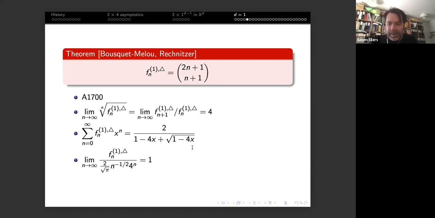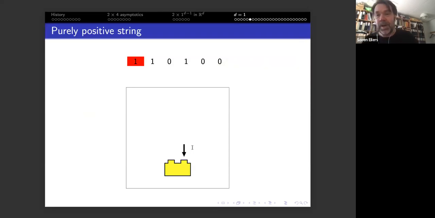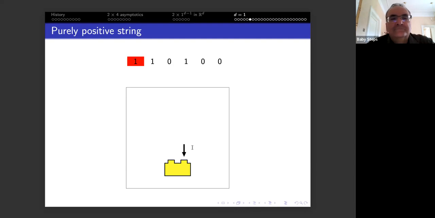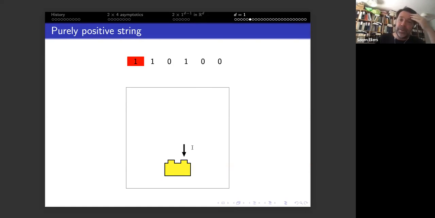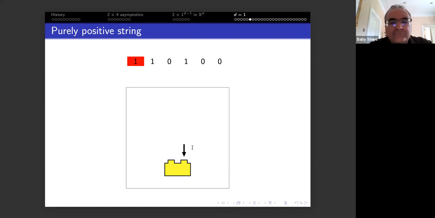So I can explain to you where this comes from. Essentially, I want to look at a string of length 2n plus 2, written with the same number of ones and zeros, but I make the rule that it has to start with a 1. Then if you have a string like this, you can translate it into a building: whenever you see a 1, there's a pointer. You place a brick and then you move the pointer to the right.